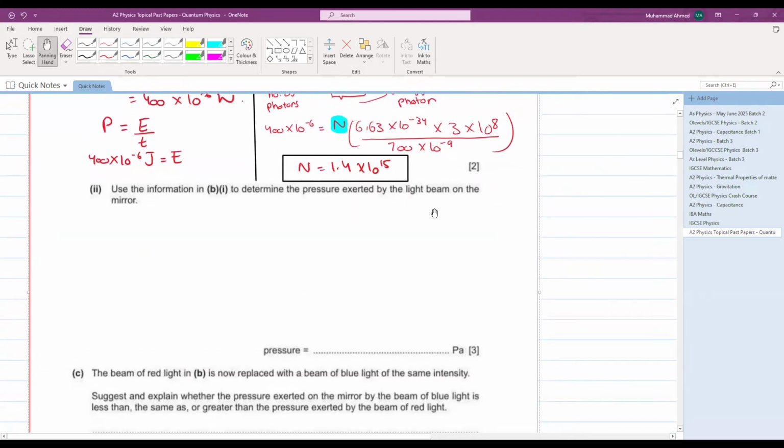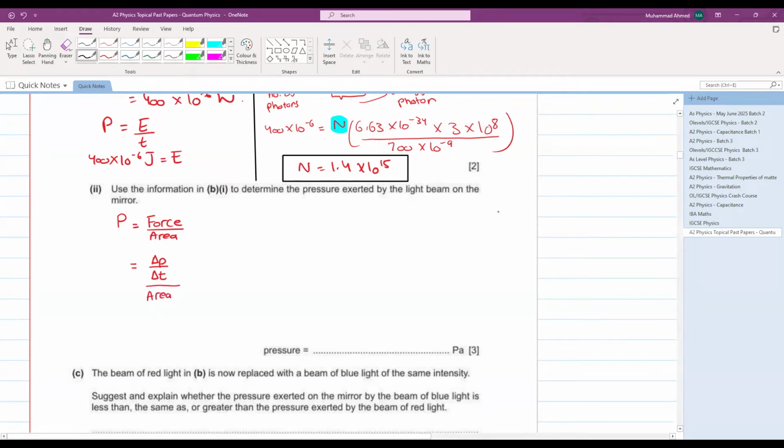Show that the pressure exerted by the light beam on the mirror is okay. We have to calculate pressure. So, let's start with the basics. Pressure is equal to force over area. How can I represent force? Force from AS level we know is change in momentum over change in time, divided by area as usual.